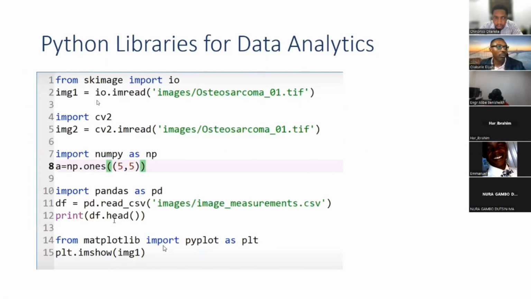Okay, so here's an example of some of the code in Python. You can see it's very straightforward. Let's say you want to import an image. You just import the library from skimage, import io, then io.imread. This imports your image into your Python environment. Similarly with cv2, OpenCV, you can also import images.